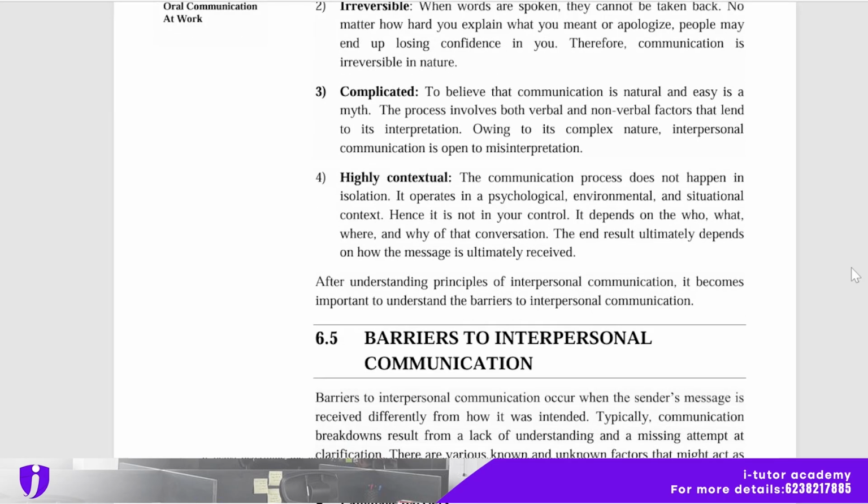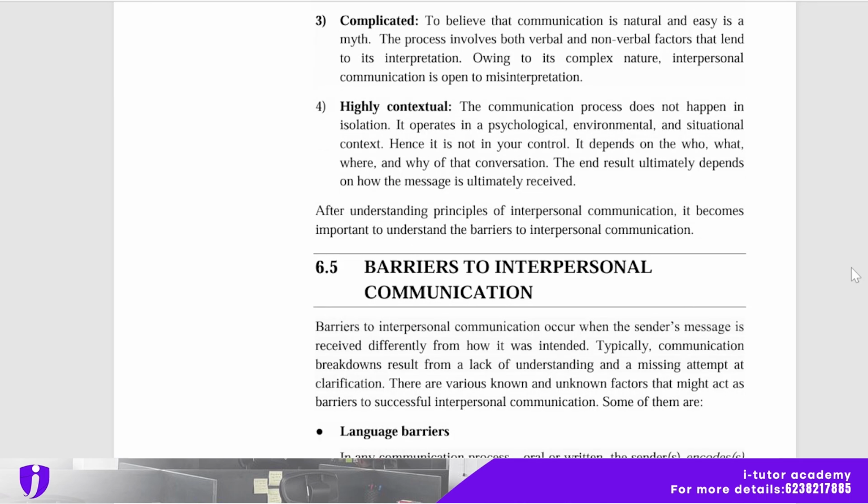And it is complicated. To believe that communication is natural and easy is a myth. The process involves both verbal and non-verbal factors that lend to its interpretation. Owing to its complex nature, interpersonal communication is open to misinterpretation. It is also highly contextual. The communication process does not happen in isolation. It operates in a psychological, environmental, and situational context. Hence, it is not in your control. It depends on the who, what, where, and why of that conversation. The end result ultimately depends on how the message is received.